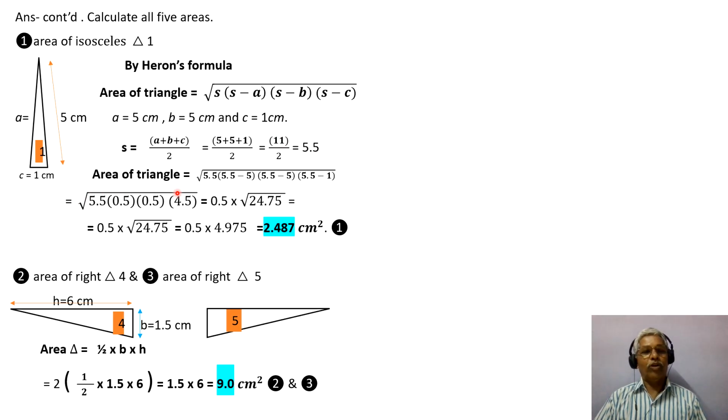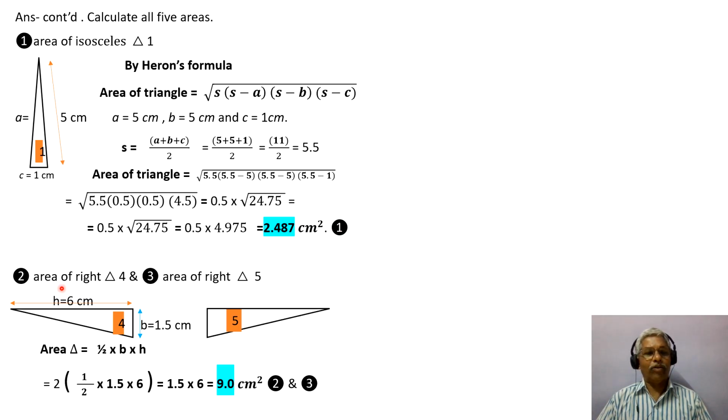Now substitute. Area of triangle number 1 will be equal to root of 5.5 into 5.5 minus 5 into 5.5 minus 5 into 5.5 minus 1. So this will be 5.5 into 0.5 into 0.5 into 4.5. You can take 0.5 common. So 0.5 into root of 24.75. If you take this, that will be 0.5 into 4.975, or in short 2.487. That is first one.